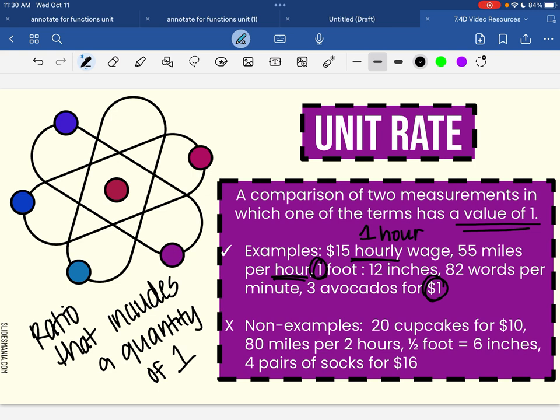I have half a foot, which is 6 inches, and I want us to notice that this ratio right here is equivalent to the 1 foot to 12 inches. And while they are equivalent ratios, one of them is a unit rate because it has the 1, and the other one is just a rate because it is not per one of the units. And lastly, we have our 4 pairs of socks for $16.